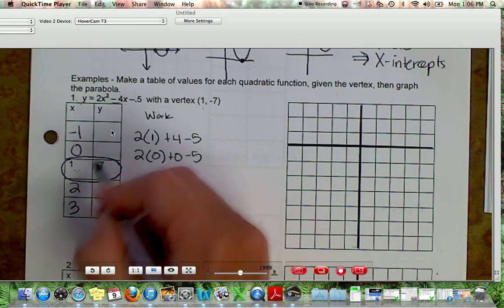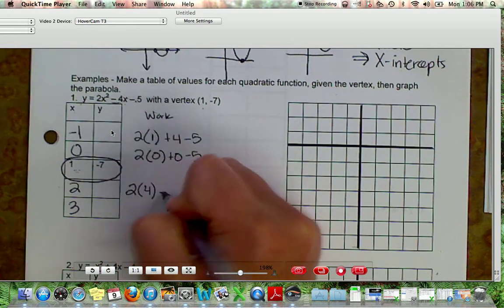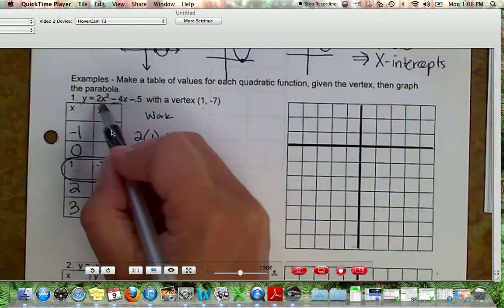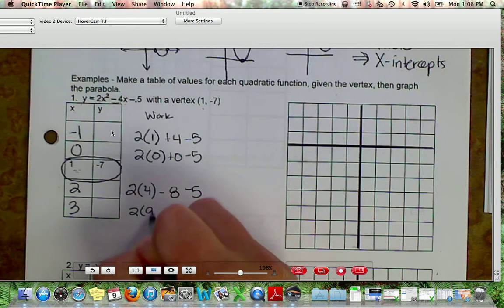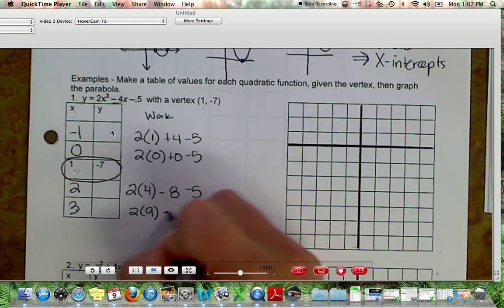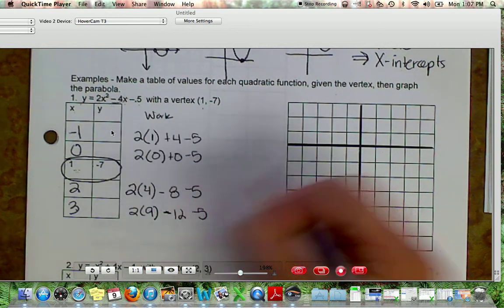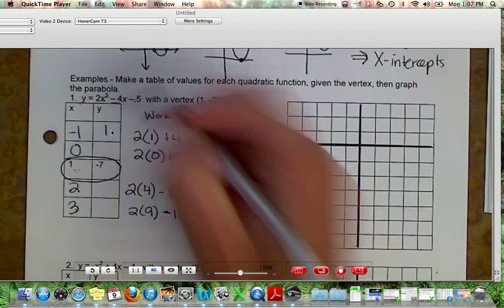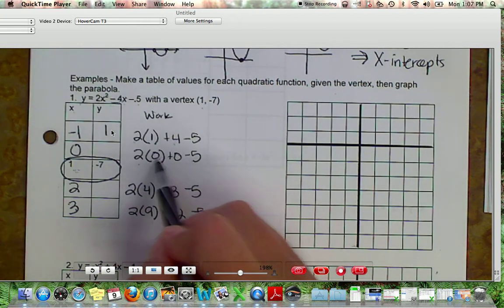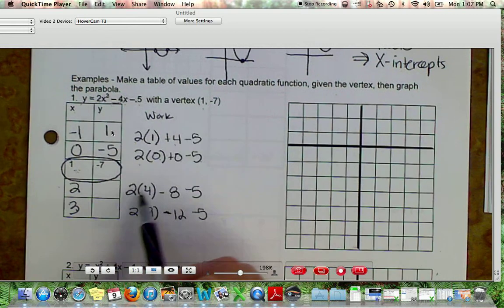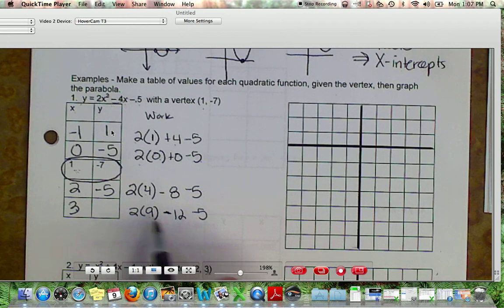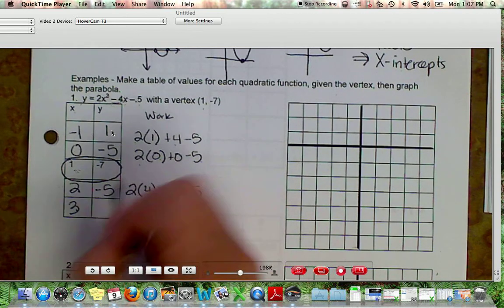Then we do 2 times 2 squared, which is 4, and -4 times 2 gives me 8. And then 2 times 3 squared, which is 9, and -4 times 3 would be -12, -5. So here we get 2 plus 4 is 6, and 6 minus 5 is 1. 2 times nothing is 0, and 0 plus 0 minus 5 is -5. 2 times 4 is 8, 8 minus 8 drops out, and we get -5 again. And 2 times 9 is 18, 18 minus 12 is 6, and 6 minus 5 gives me 1.